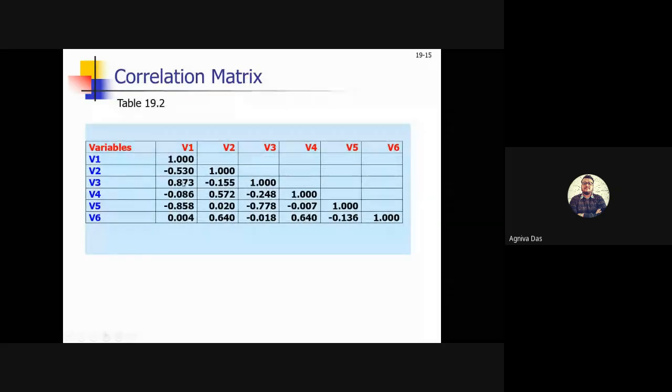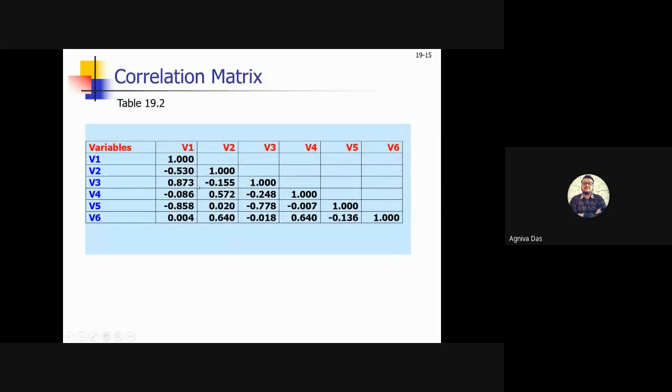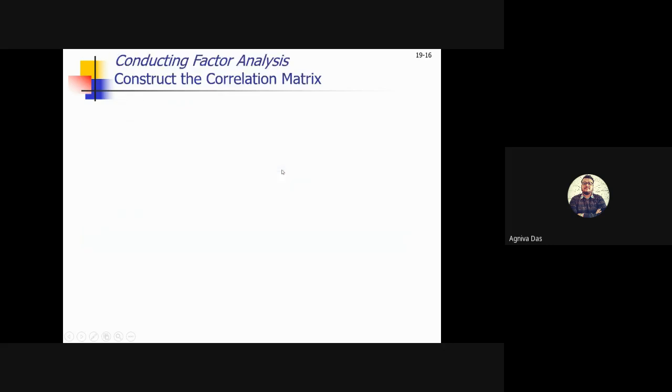Minus 0 plus 0.873 should be here. Here it will be minus 0.086. Here it will be minus 0.858. Here it will be 0.004. Similarly, so on and so forth.